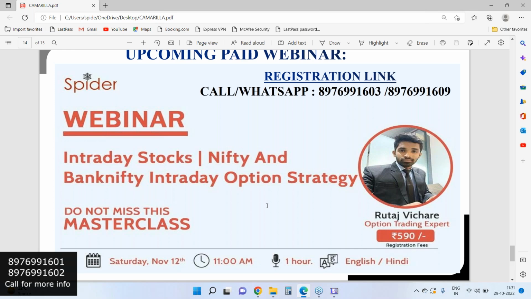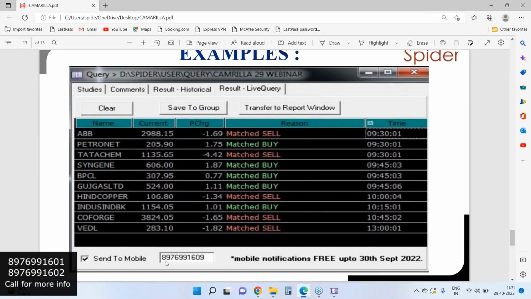You also have to install our Insight mobile app, because that will give you notifications of the live market as well as when you run the technical query. When you run the technical query, at the bottom you can see we have an option of Send to Mobile Number. If you put in your registered mobile number and click on this, whatever results appear in your technical query will be forwarded to your mobile app. First enable that, put in your number, and then click on the live query, and the result will be sent to your mobile notifications.